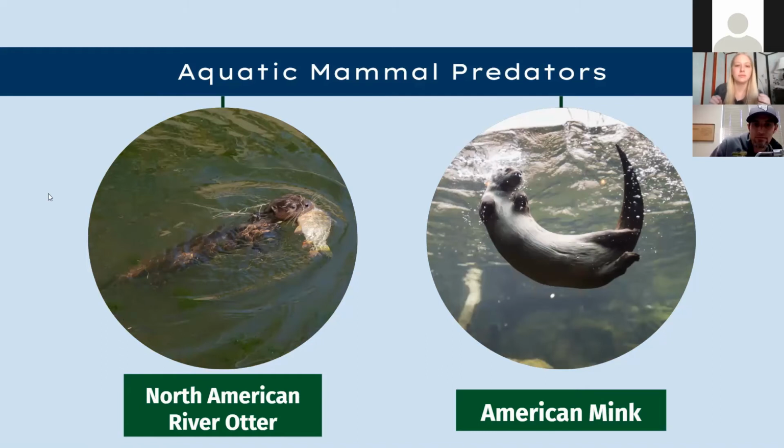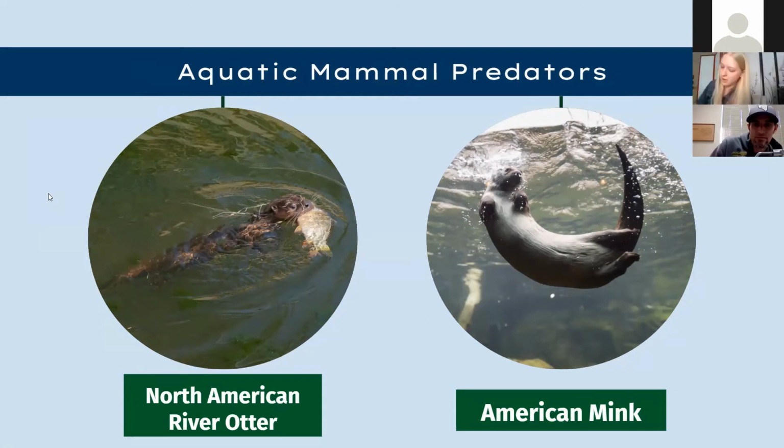Our North American river otter can definitely move with more accuracy as they can actually see underwater. Our American mink has to target that prey above water and then go at it below. So it doesn't always get the prey.